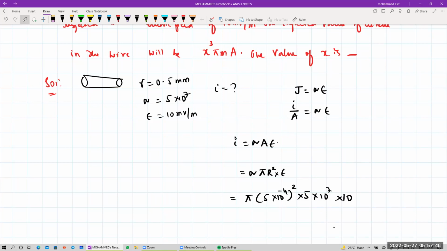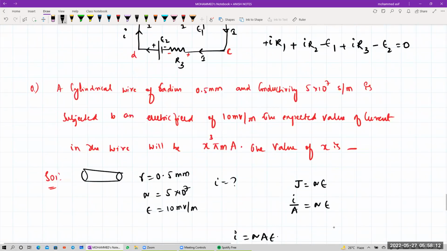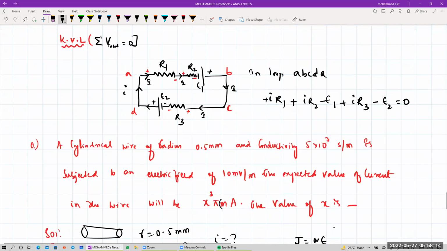Okay. Yes, sir. So this will be equal to pi, 5 5s are 25 into 10 to the power minus 8 into 5 into 10 to the power 7. 10 to the power 7 and 10 to the power minus 8 cancel. 25 pi. 25 is 5 cube, so 5 cube pi milliamperes.